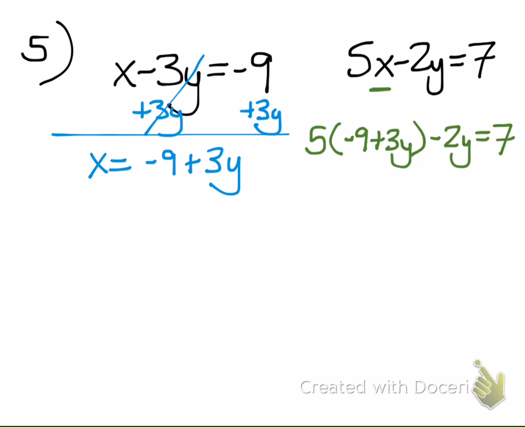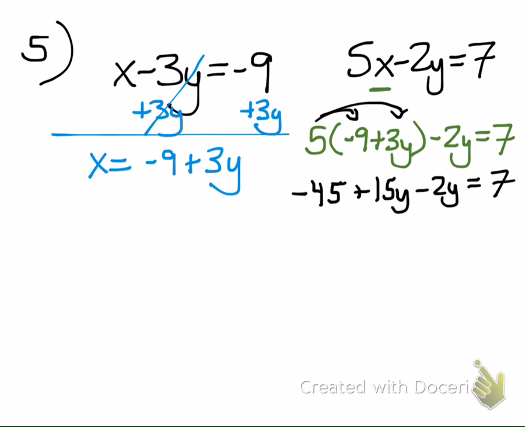Distribute to get rid of the parentheses. Negative 45 because you're multiplying, plus 15y minus 2y equals 7. I'm just rewriting everything else each step. What are my like terms there? On the left side of the equal sign? 15. Yep, 15y and minus 2y, right? 15y minus 2y is 13y.